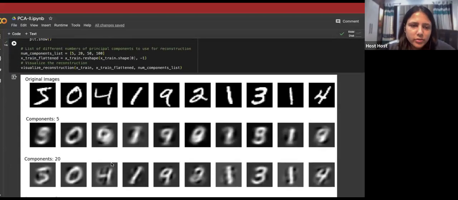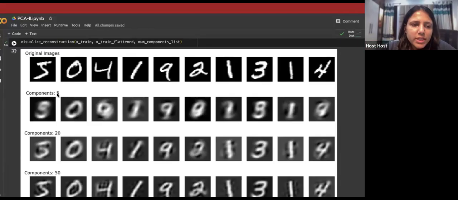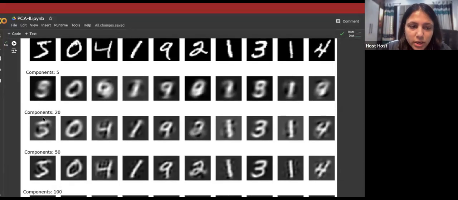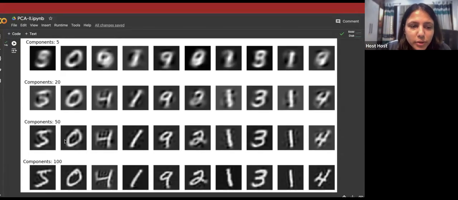So what I've done here is I have taken some images from the original MNIST data and I have taken different numbers of principal components. You can see that when I have taken 5 principal components, the image that I'm able to retain is not a very good version of the original image. There is a lot of blur in these images. While when I increase the number of components to 20, most of these images are coming very similar to the original image. Similarly, if you increase the number of principal components, your images will be much closer to the original image, right?